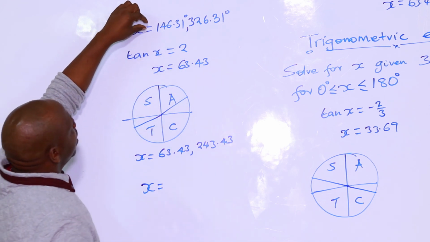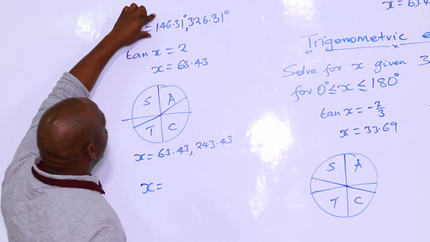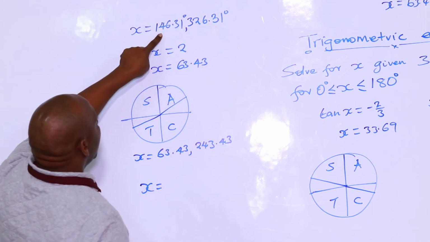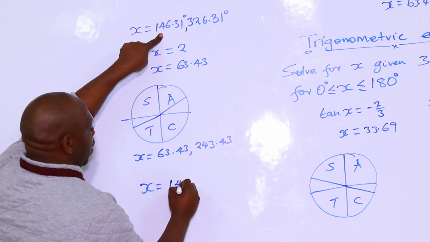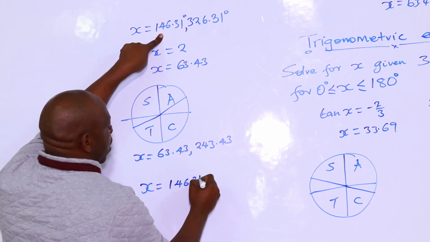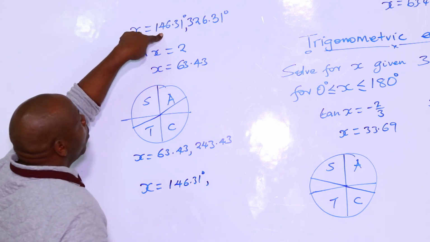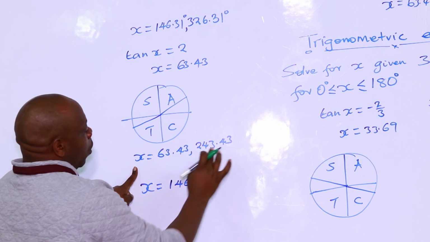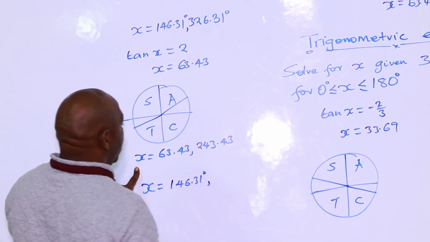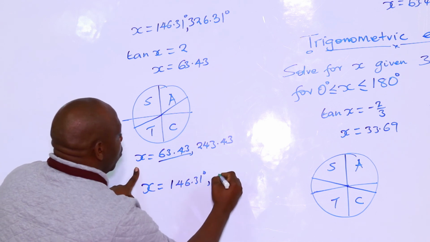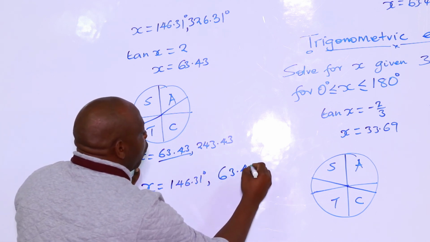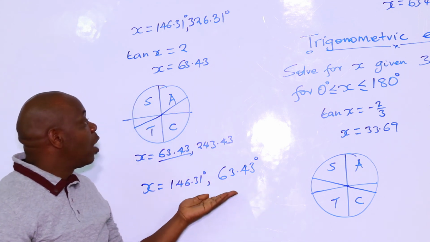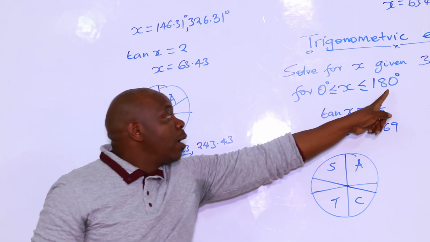So the final answer: x was supposed to be between 0 and 180 degrees. If you come to the first values for x, where we have 146.31, you check what is in between 0 and 180, and you can clearly see that 146.31 is between 0 and 180. For tan x equals 2, for the value of x which lies between 0 and 180, we only have this one here, 63.43. And therefore, those are the only two possible values for x between 0 and 180.